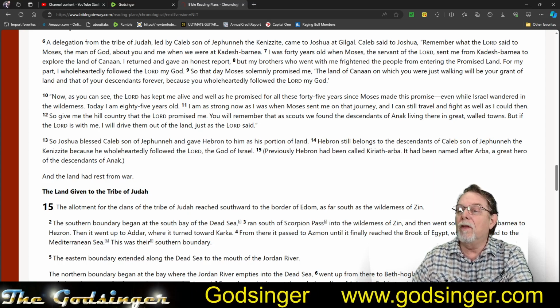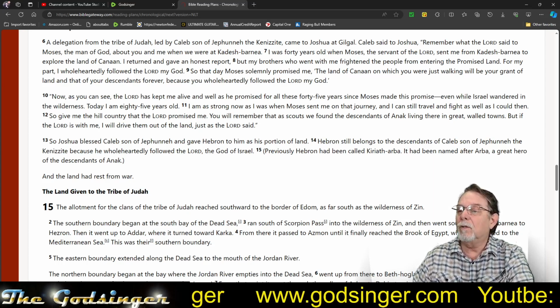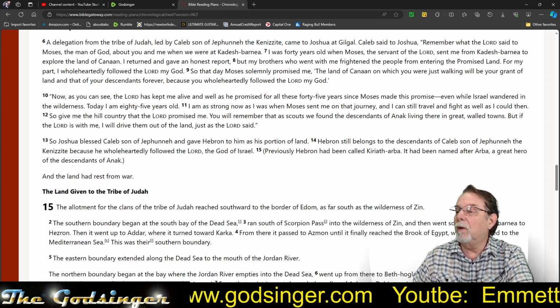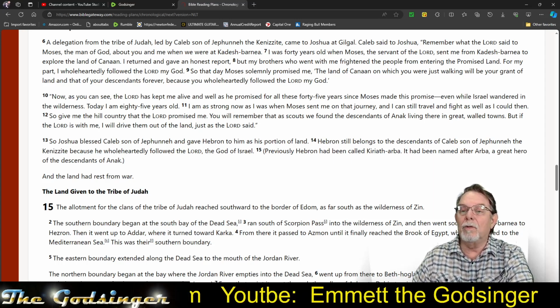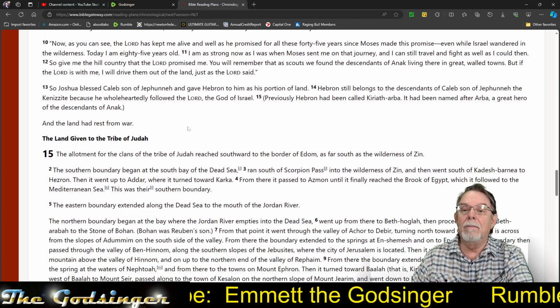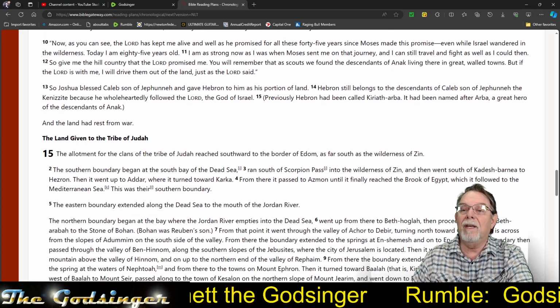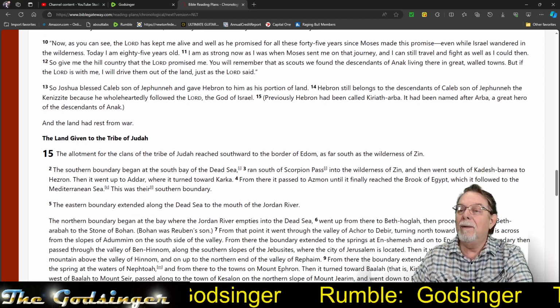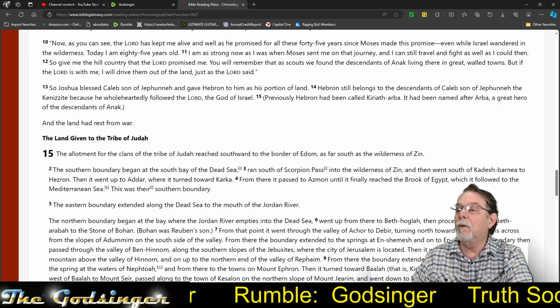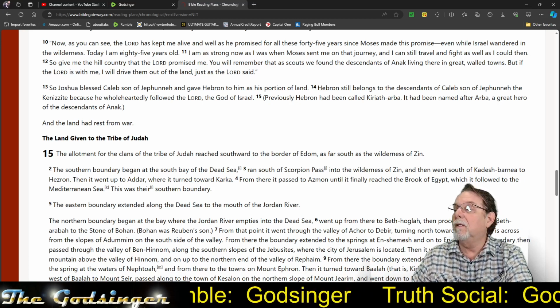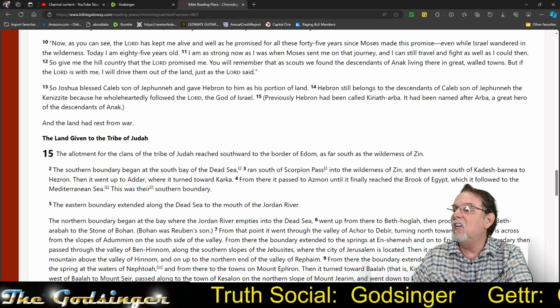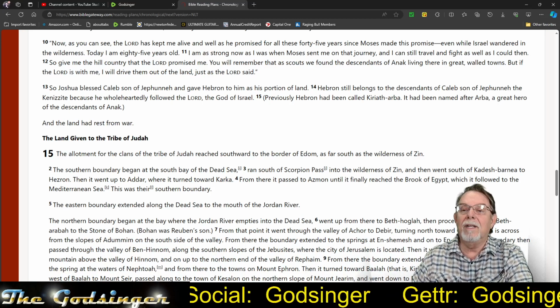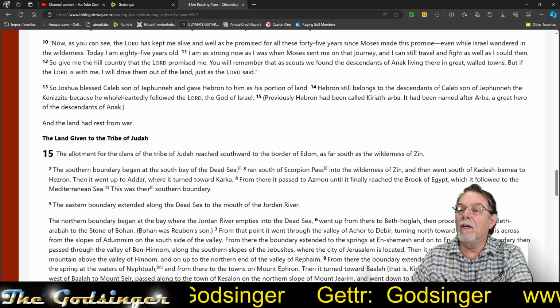You will remember that as scouts we found the descendants of Anak living there in great walled towns. But if the Lord is with me, I will drive them out of the land, just as the Lord said." Then Joshua blessed Caleb, son of Jephunneh, and gave Hebron to him as his portion of land. Hebron still belongs to the descendants of Caleb, son of Jephunneh the Kenizzite, because he wholeheartedly followed the Lord, the God of Israel.